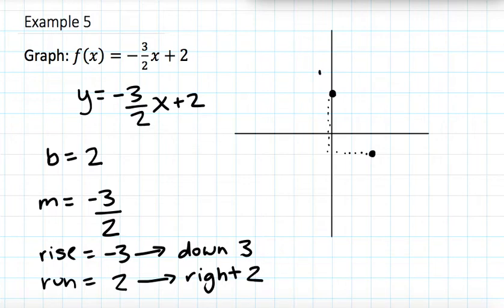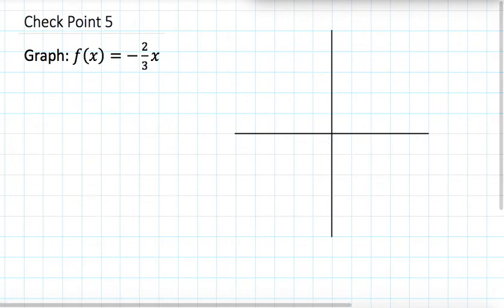And I'm going to try and draw a nice straight line connecting those 2 points. So it's going to look like that. I have a downward slanting line, which is what I should have. So what you should do next is look at checkpoint problem number 5. Notice that this problem is a little bit different because I don't have a value of b, and I'll give you a little hint here.